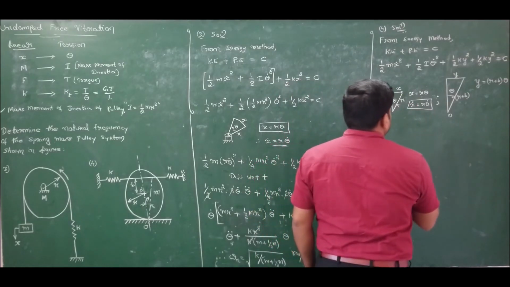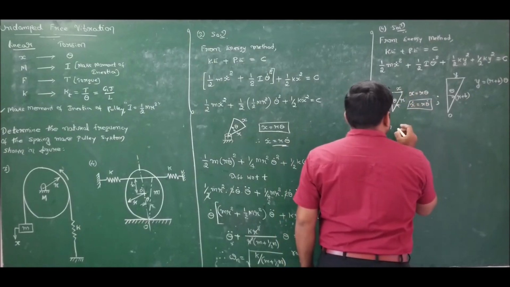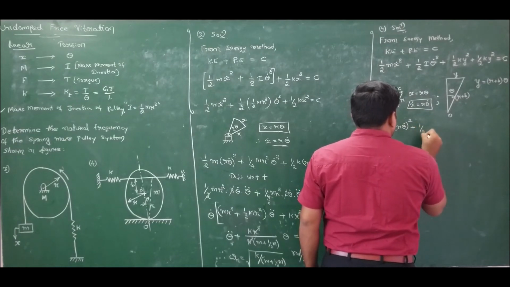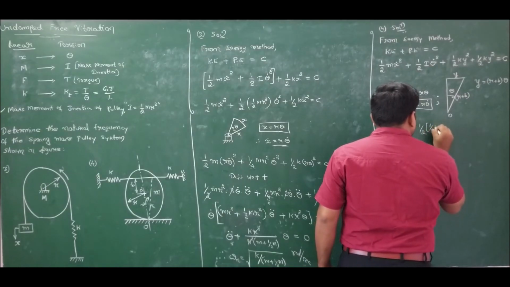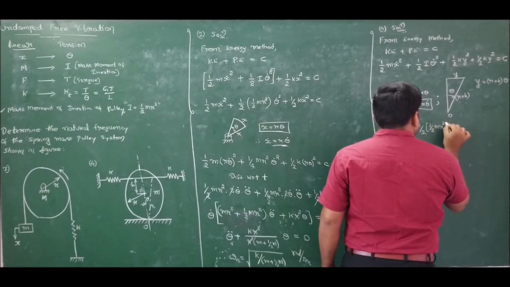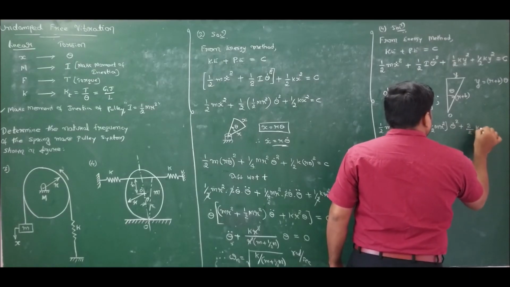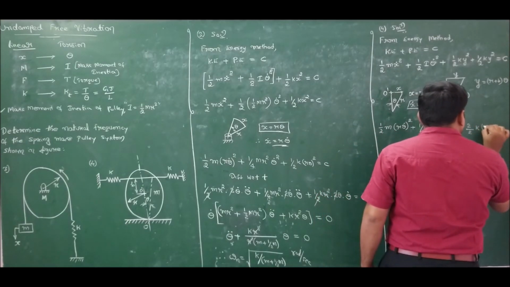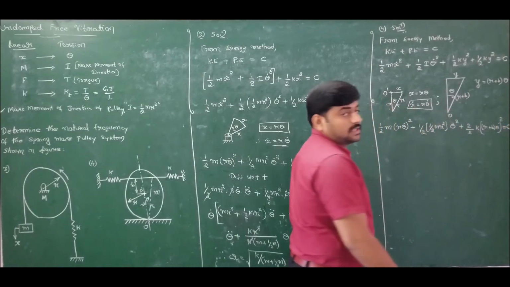So if I make all these substitutions and solve, half m v square, that is half m x dot square, can be written as half m (r theta dot) square plus half the mass moment of inertia of the pulley, which is half m r square. Substitute for that: half m r square into theta dot square plus 2 by 2 k, where the value of y is r plus b, (r plus b) into theta the whole square. This must be constant, not 0. This must be constant.